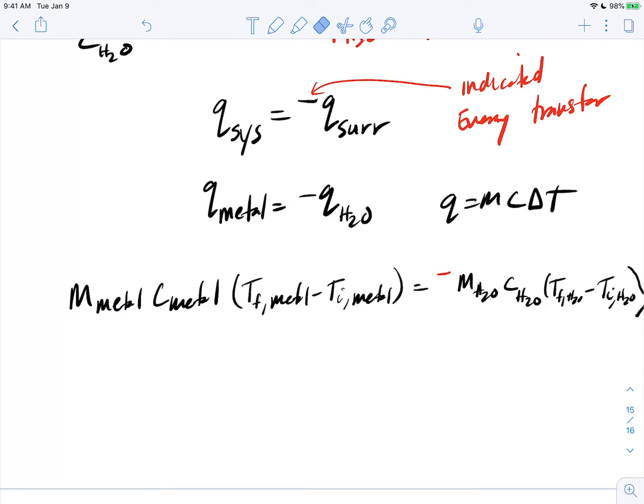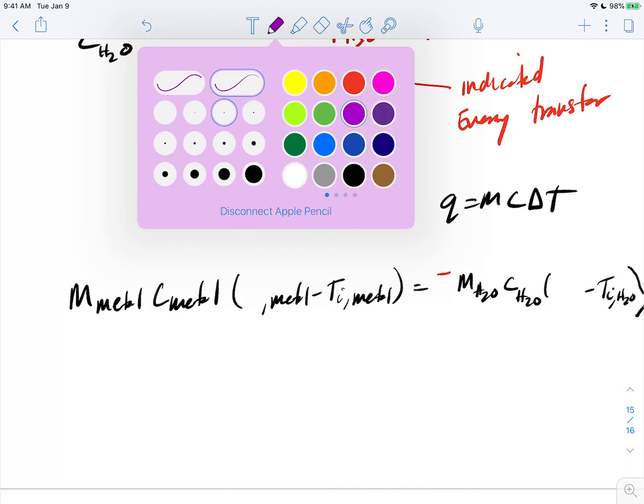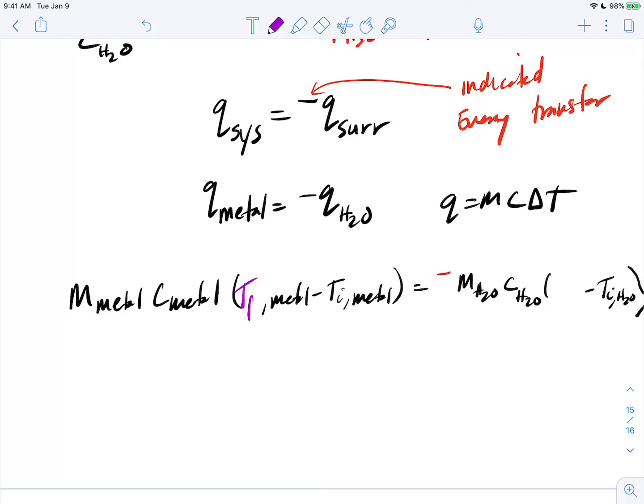Now, I'm going to do one thing here. I'm going to take this T final and this T final. I don't need a H2O there, but I'm going to put it in purple so we know that this is the same T final. And I'm actually going to get rid of this as well. So it's just T final here. And that is to show that we have the same T final in both. So the T final for the water and the metal is the same.